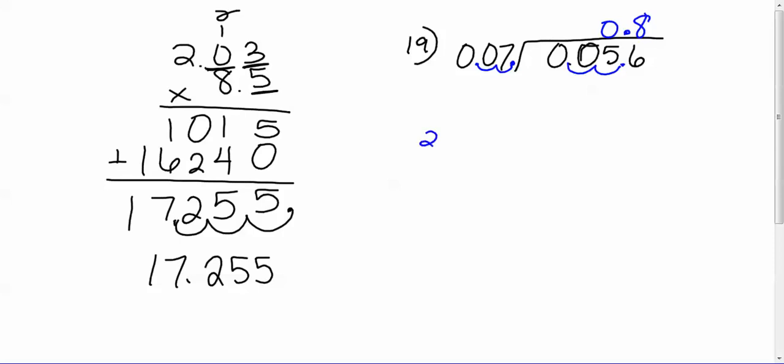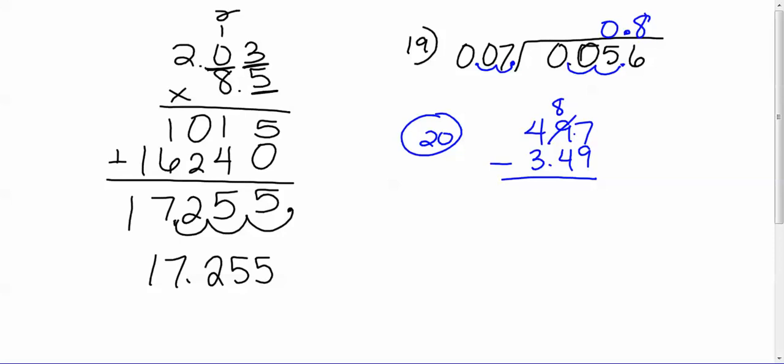20, the difference of these two numbers, you have to find the difference of 4.97 and 3.49. So that means subtract. You're going to turn that into an 8. You're going to have to give that 10 to this, that's going to be 8. It's going to be 4. And then 1. So the answer to that one is 1 and 48 hundredths.